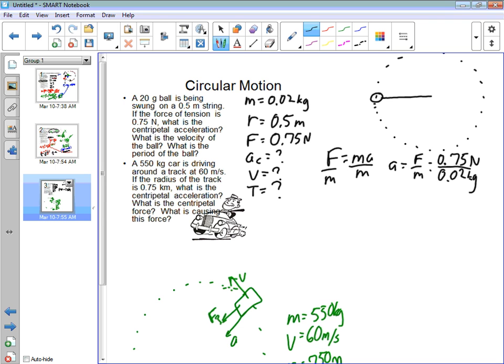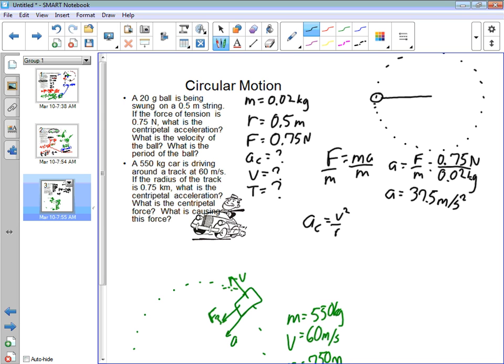What is the acceleration going to be? 37.5 meters per second squared. Yes. Okay. And then I'm looking for my velocity. I could go back to the real fundamental versions of the equation, or I could just say, hey, I've got the centripetal acceleration, and I've got the radius. Let me just use centripetal acceleration equals v squared over r. Does that make sense?